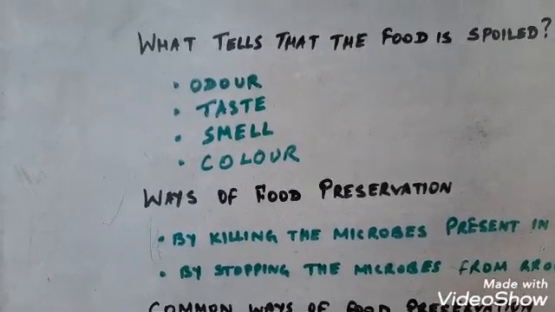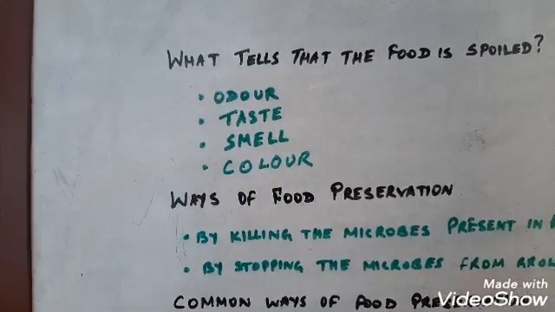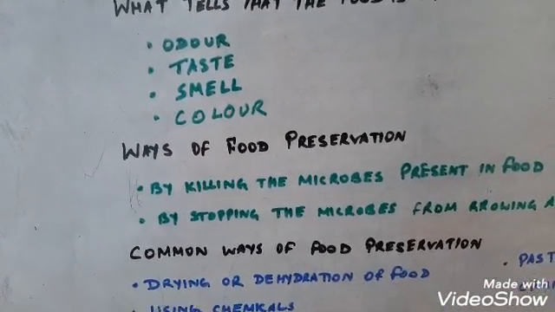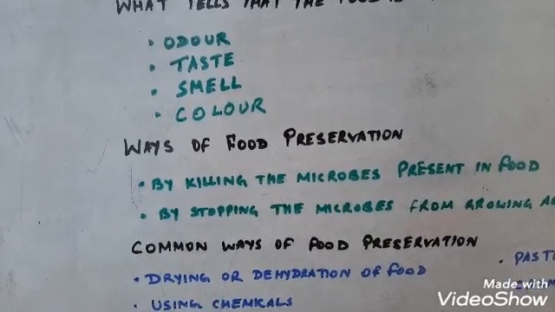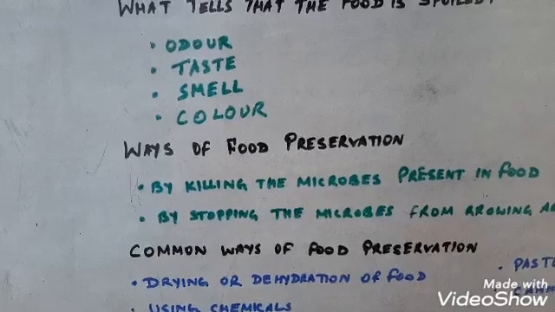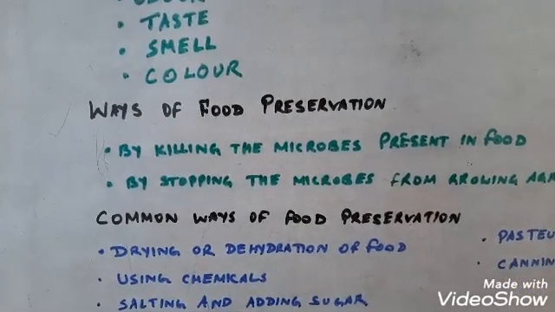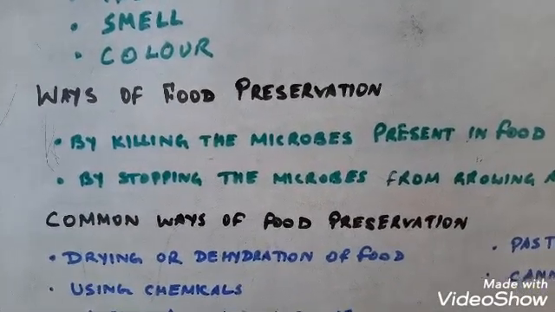Now, what are the ways to prevent food spoilage? Generally there are two ways. First is by killing the microbes present in the food, and second is by stopping the microbes from growing again in the food. So these are the two ways of preservation of food.